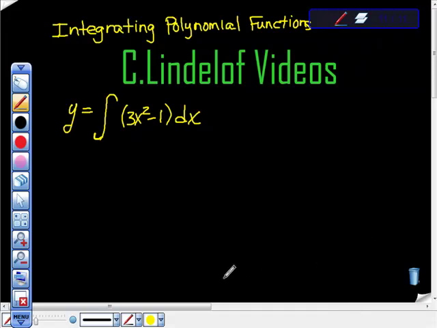Video on integrating polynomial functions. Here we have this polynomial function. We're asked to find the indefinite integral here.